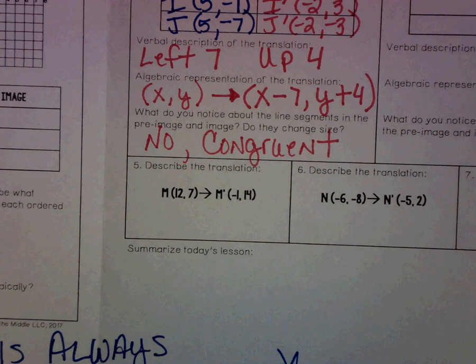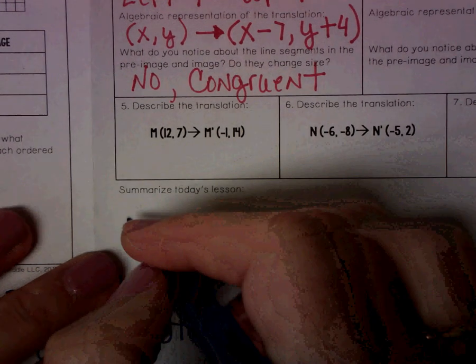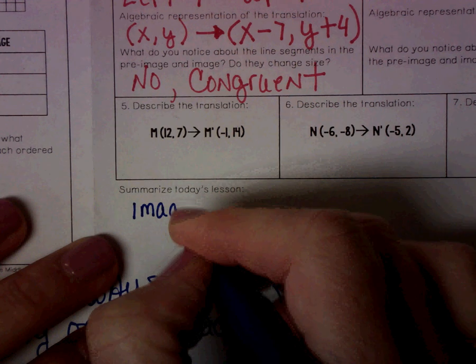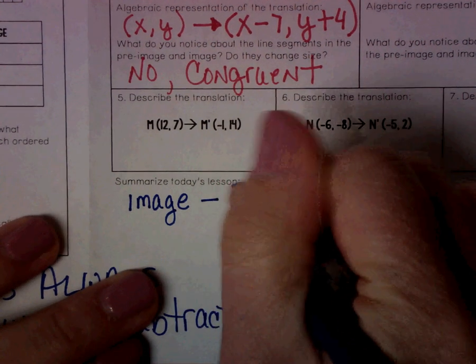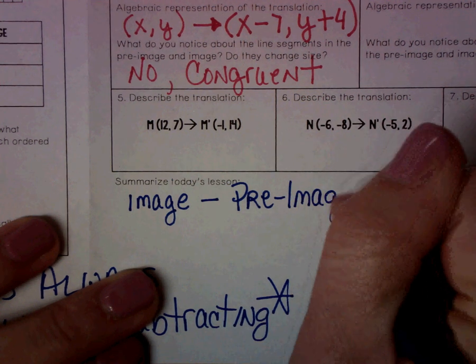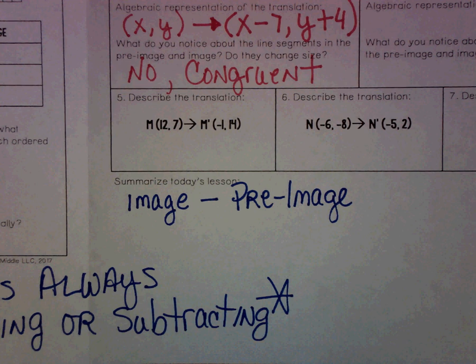Plot them on your dry erase boards. Plot them on graph paper. And then you can physically count how they are changing. Okay? The other way we can look at it is we can take the image point and subtract the pre-image from it. And that will tell us how it's changing.